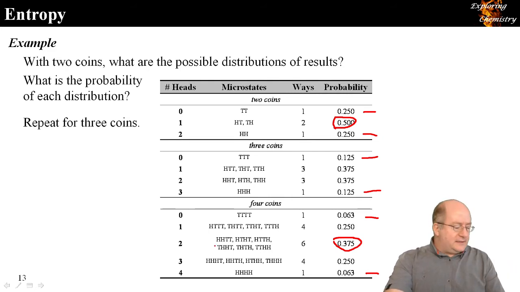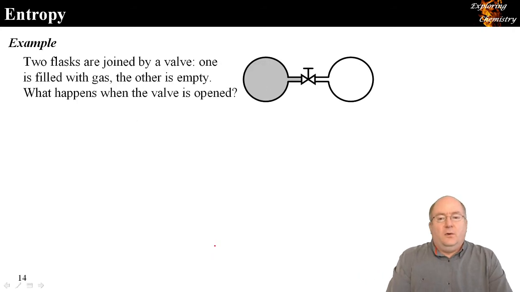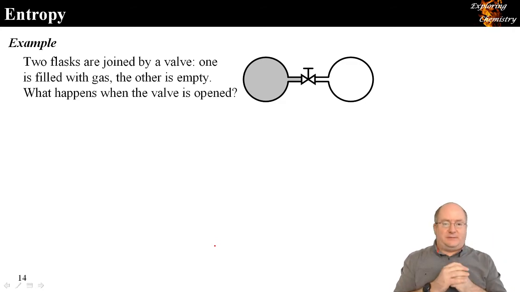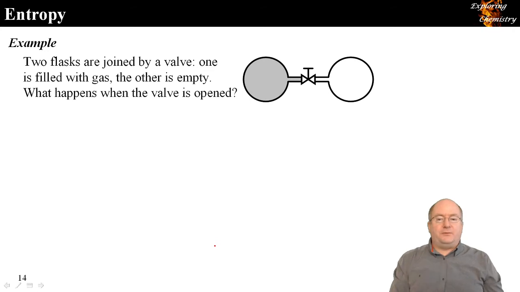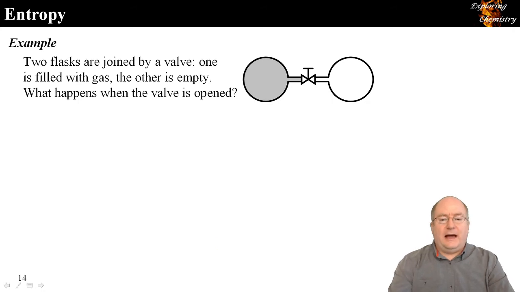Where do we apply this? We can apply this in chemistry here. If I have 2 flasks joined by a valve such that one flask is filled and the other flask is empty, what happens when the valve is opened? Anyone? What happens when the valve is opened?